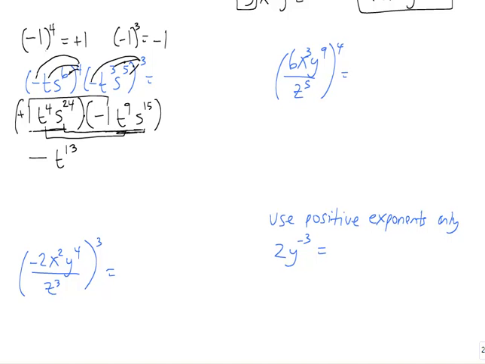And then s times s, adding exponents again, 24 plus 15 is 39. So my final solution, negative t to the 13th s to the 39.